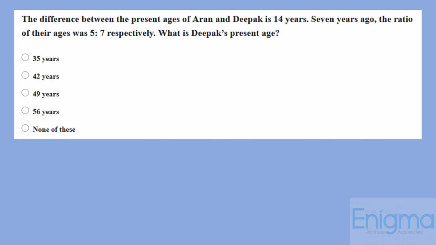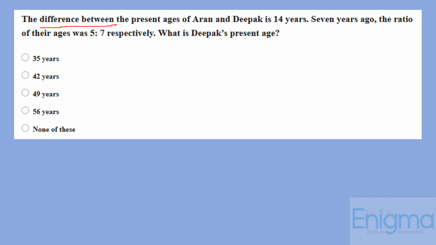The difference between the present ages of Arun and Deepak is 14 years. 7 years ago, the ratio of their ages was 5:7. What is Deepak's present age? Now always remember, the difference remains the same in present, past and future.